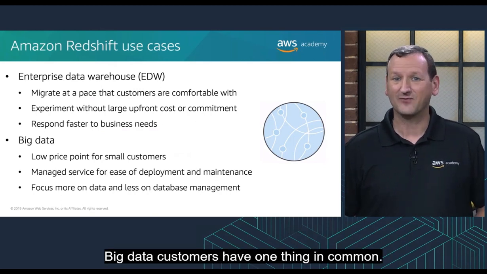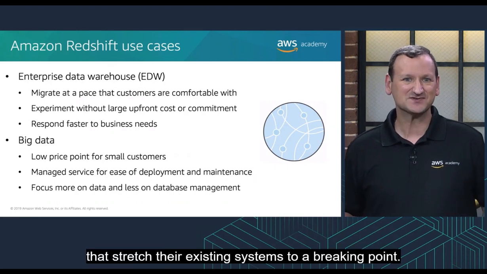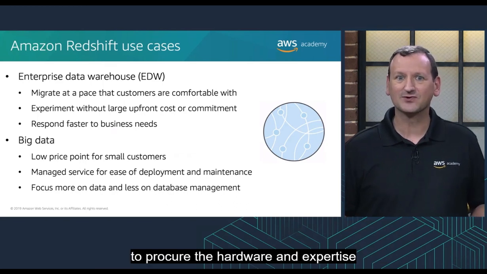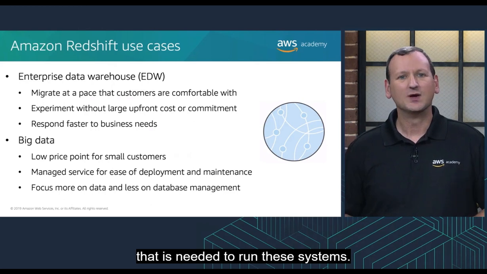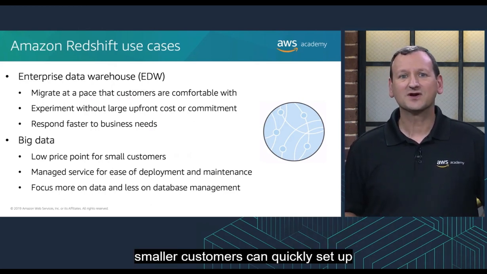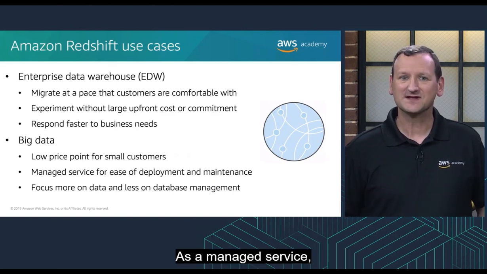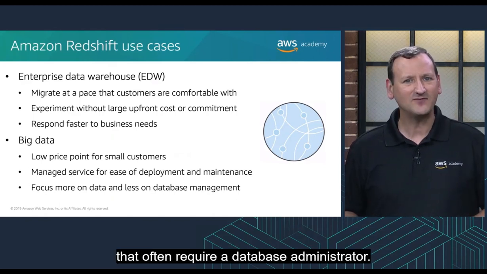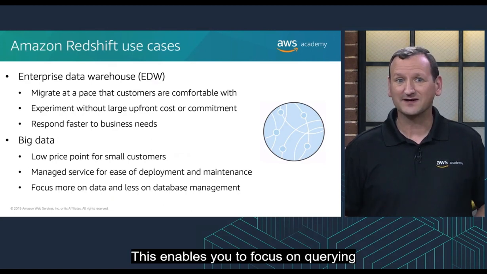Big data customers have one thing in common: massive amounts of data that stretch their existing systems to a breaking point. Smaller customers might not have the resources to procure the hardware and expertise that is needed to run these systems. With Amazon Redshift, smaller customers can quickly set up and use a data warehouse at a comparatively low price point. As a managed service, Amazon Redshift handles many of the deployment and ongoing maintenance tasks that often require a database administrator. This enables you to focus on querying and analyzing your data.